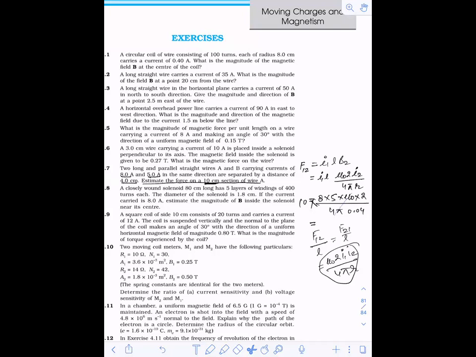So this would be 10 to the power minus 7. This is 40, this is 0.04, so this would be 1000. 4 and 4, so 4 into 1, 5. Correct. 2 into 10 power minus 4, correct. 2 into 10 power minus 5 is correct, Vimal.